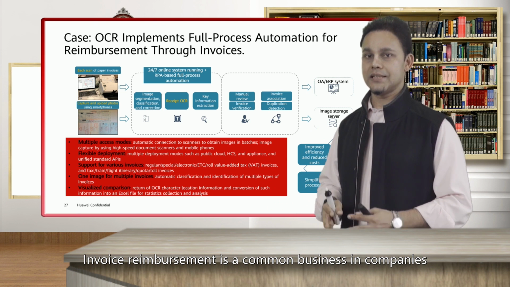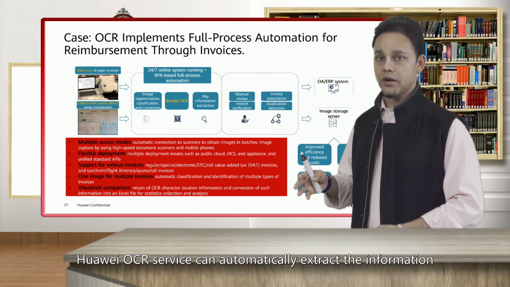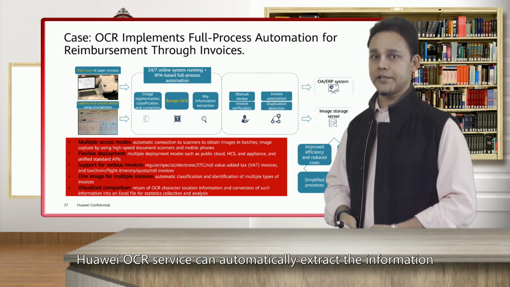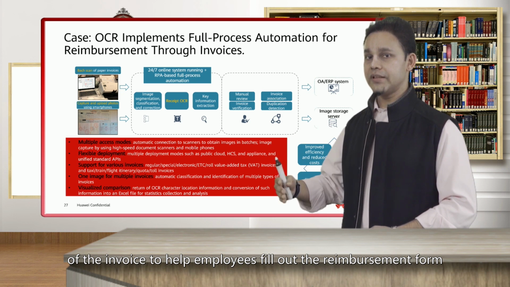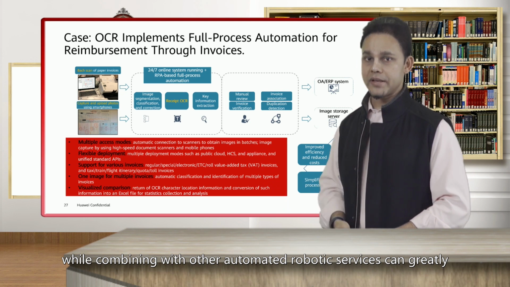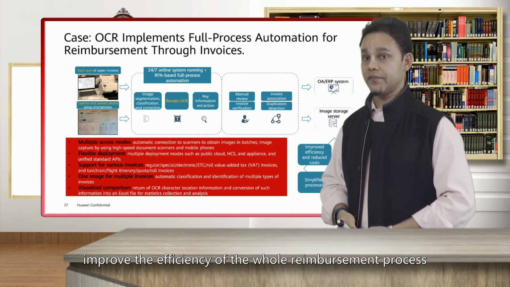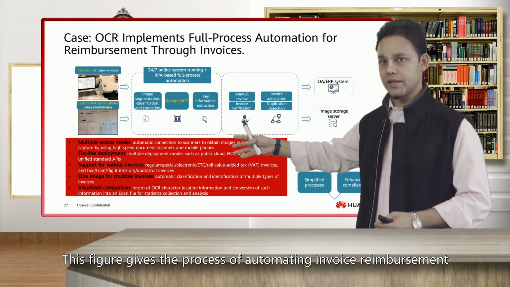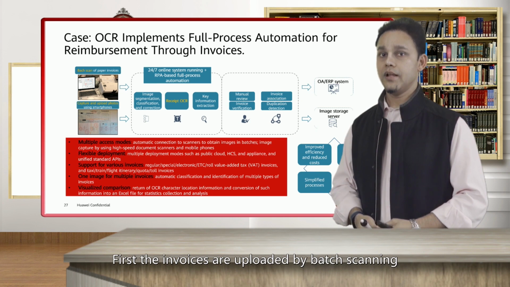Invoice reimbursement is a common business in companies. Huawei's OCR service can automatically extract the information of the invoice to help employees fill out the reimbursement form, while combining with other automated robotic services can greatly improve the efficiency of the whole reimbursement process. This figure gives the process of automating invoice reimbursement.